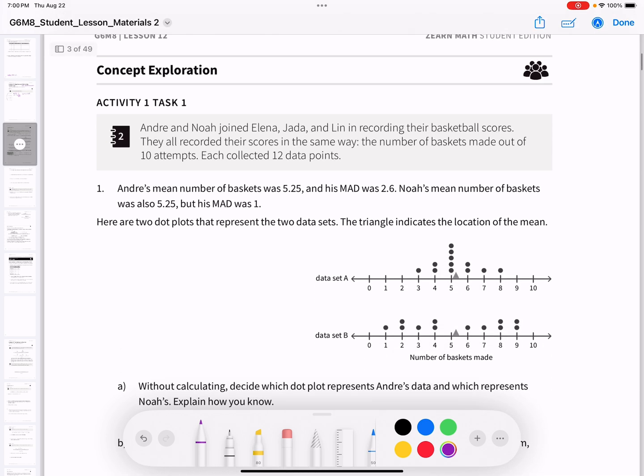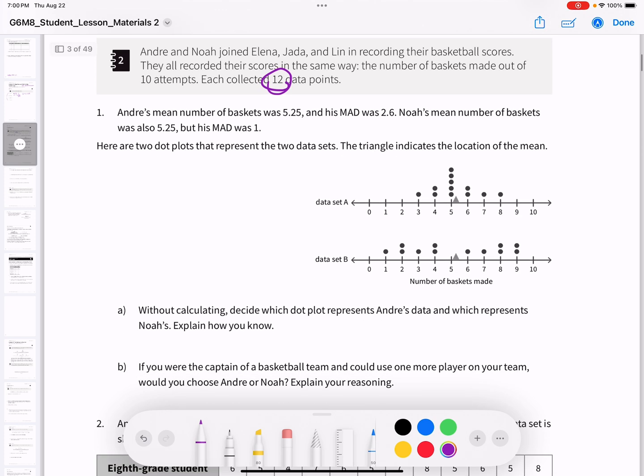Here we go. Task 1. Andre and Noah joined Elena, Jada, and Lynn in recording their basketball scores. They all recorded their scores in the same way, the number of baskets made out of 10 attempts. Each collected 12 data points. Andre's mean number of baskets was 5.25, and his MAD was 2.6. And remember, MAD is mean absolute deviation. Noah's mean was also 5.25, but his MAD was 1. So we have a big difference in their mean absolute deviations.